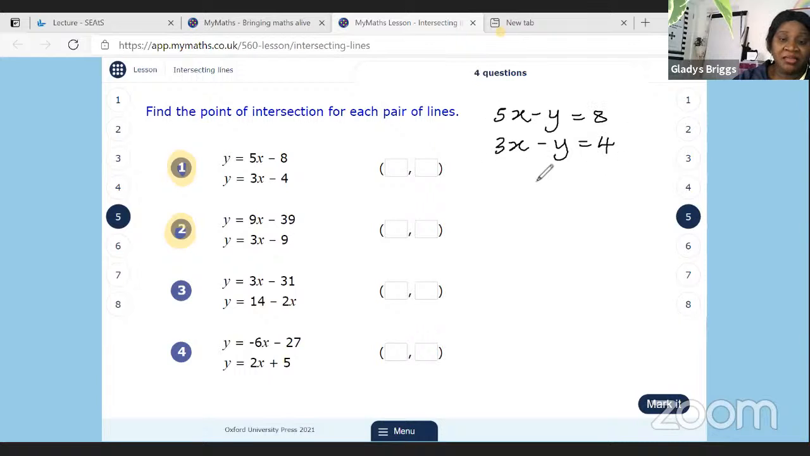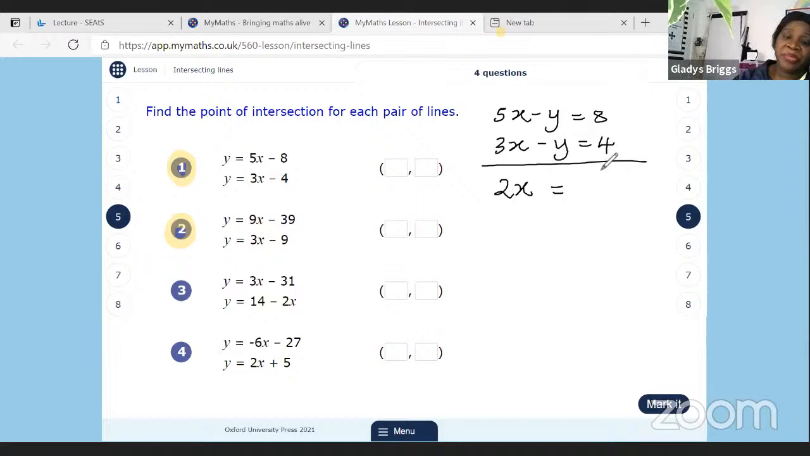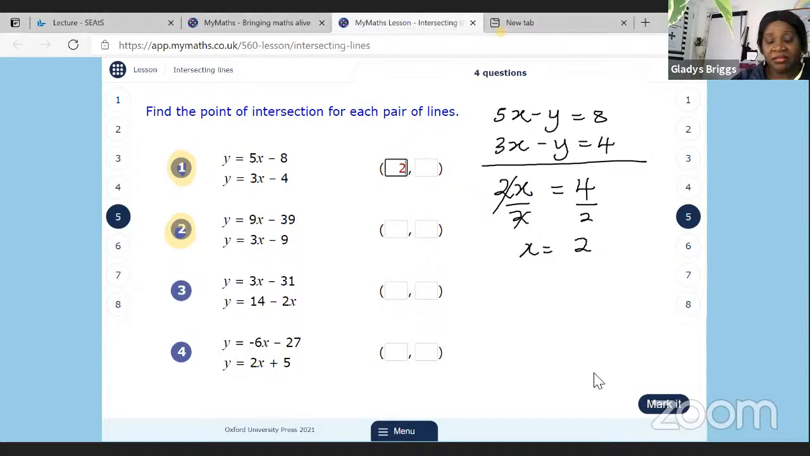Are we happy with this line? Then now we're going to what? Subtract, yeah? 2x minus y minus y is minus y plus y is 0. 8 minus 4 is 4. Divide both sides by 2. You're going to get x equals 2. Let's try that first of all, just to make sure we're on the right side. Yes, so we're on track.